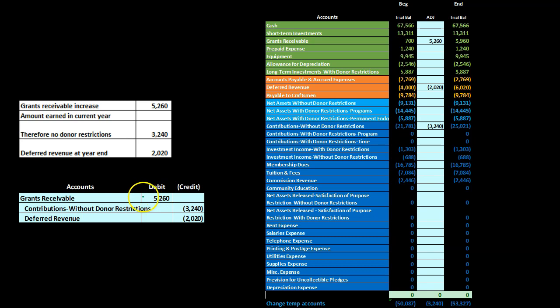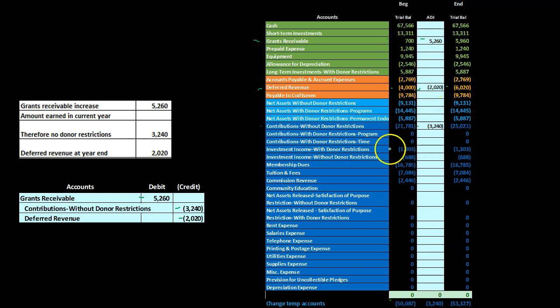We're going to say the grants receivable. Grants receivable is going to be an asset account up top. The asset account is going up in the debit direction. Then we have the contributions without donor restrictions. Contributions without donor restrictions, it is going up in the credit direction. Then we have the deferred revenues. Deferred revenues is going to be a type of liability account. That's going to be something that is going up in the credit direction.